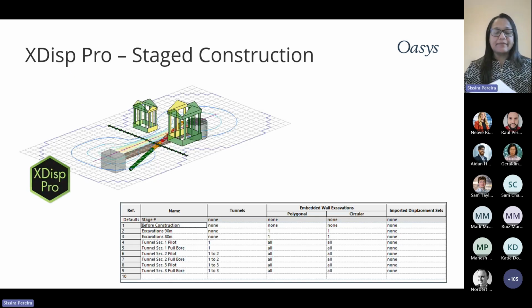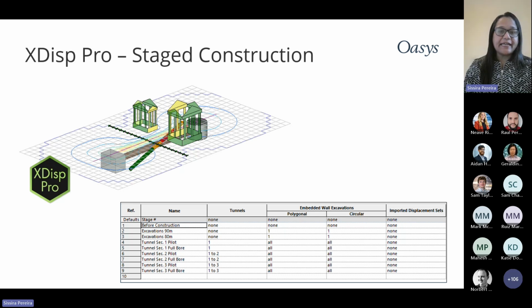We will now look at some useful features of XDisp Pro, which is our powered-up version of the standard XDisp. XDisp Pro allows modeling of stages in construction. This would be in terms of inclusion or exclusion of tunnels in particular stages, varying embedded retaining wall or excavation depth in different stages, or varying tunnel diameters in different stages, in order to represent, say, for example, pilot tunnels advancing ahead of main tunnels.